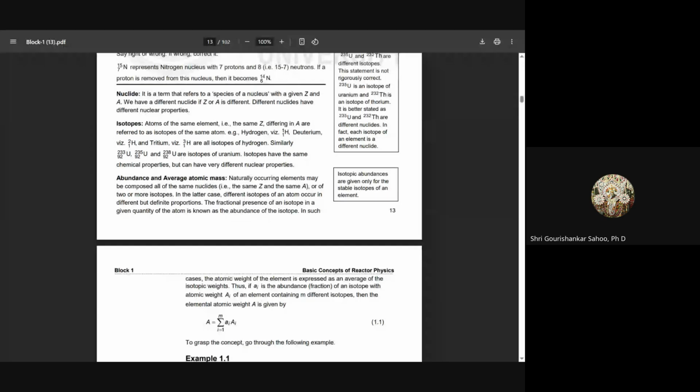Isotopes have the same chemical properties but can have very different nuclear properties. The chemical properties of the isotopes are due to their atomic number, but the nuclear properties depend upon the nuclear (mass) number. Since the mass number differs in the isotopes, they have different nuclear properties, but they have the same chemical properties.